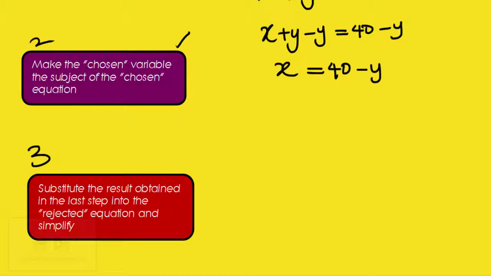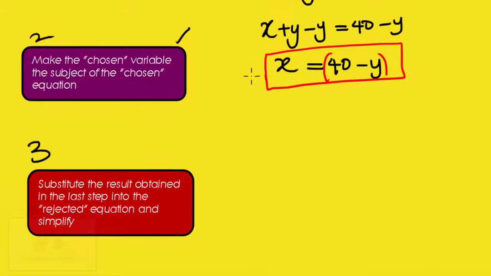So we're going to substitute the result obtained in the last step. The result obtained in the last step says that x is equal to 40 minus y. And what this means is x is essentially 40 minus y. X can be replaced with 40 minus y. So we're asked to substitute this result into the rejected equation.